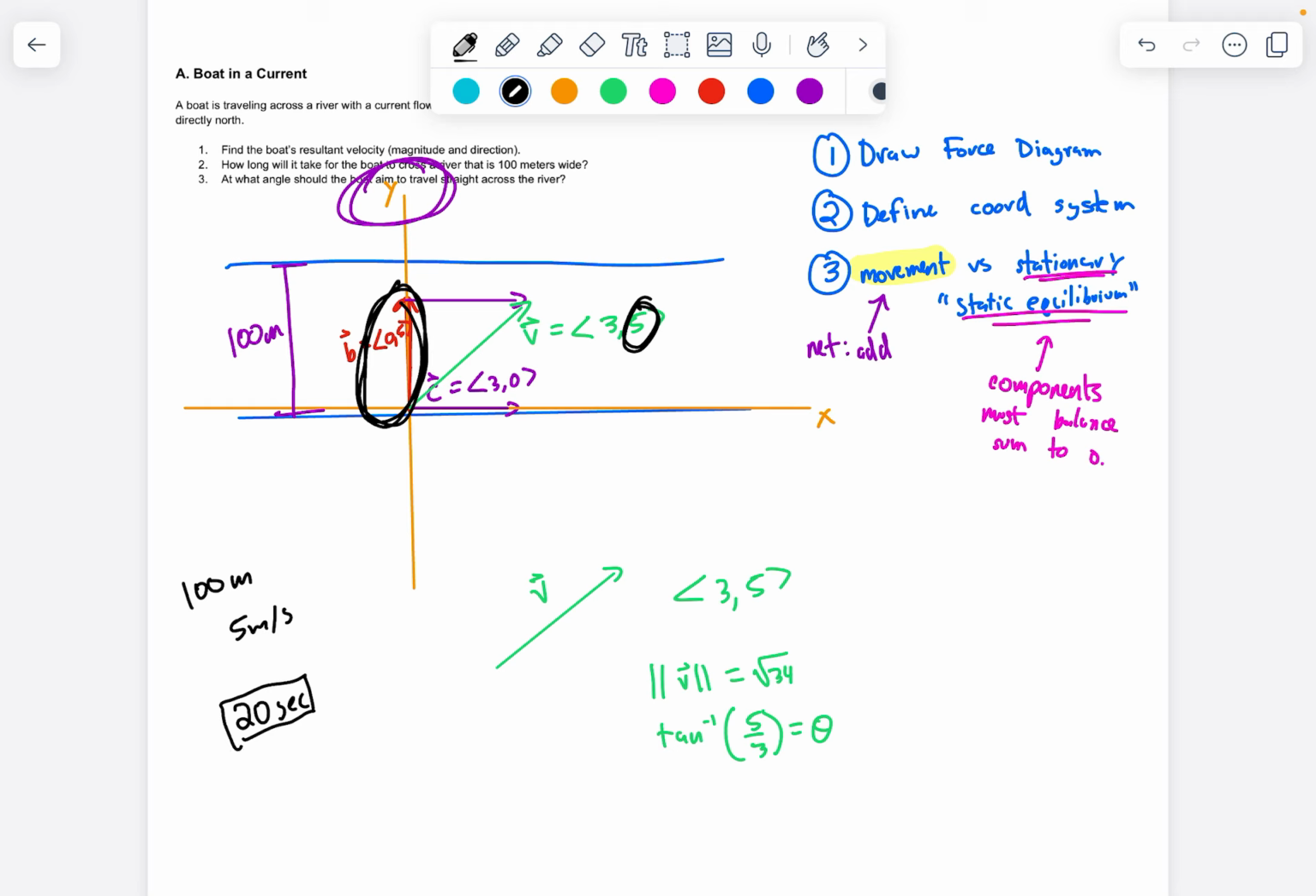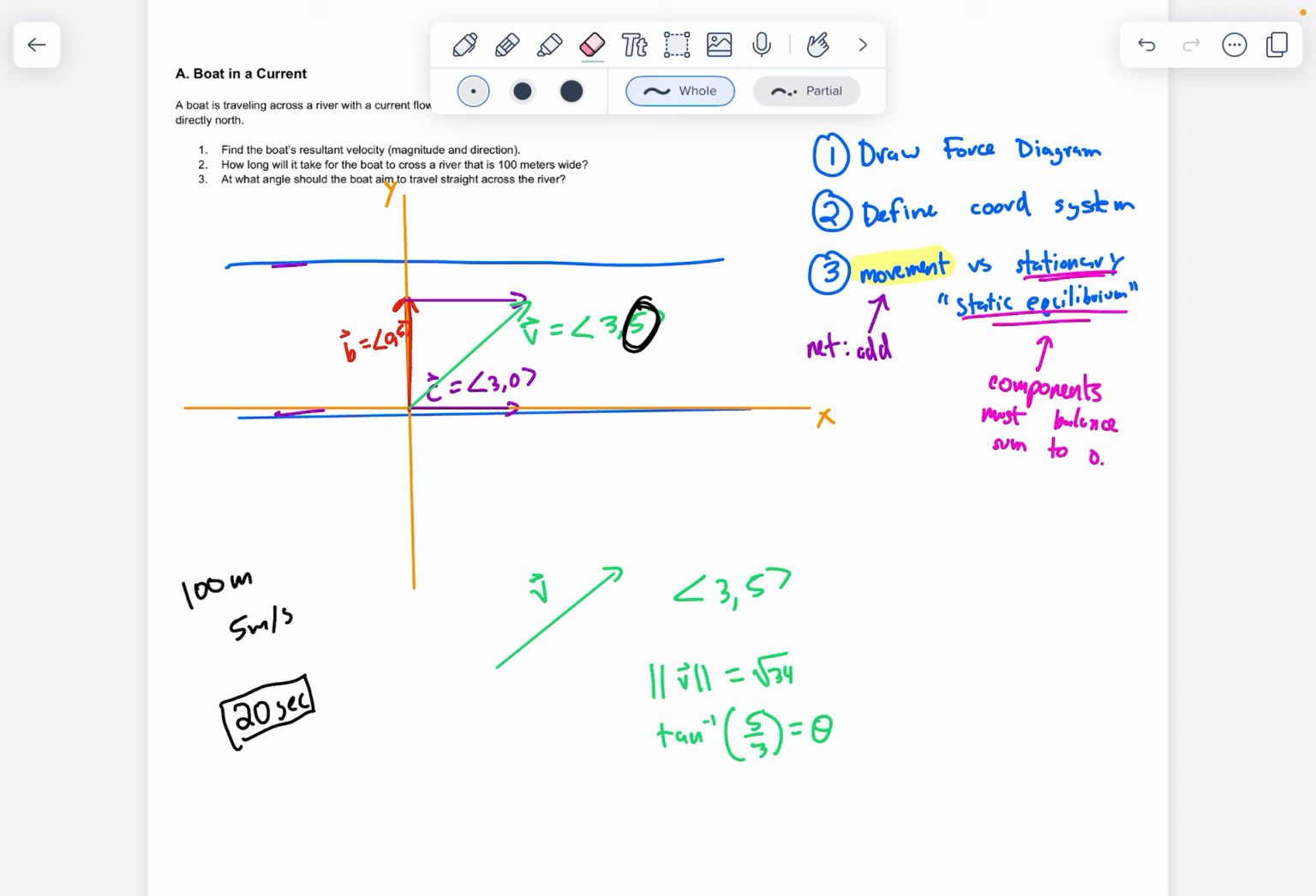At what angle should the boat aim to travel straight across the river? Now this is where we think, okay, travel straight across the river. As it stands with the current and the direction the boat's aiming, our net effect is going to go down the river like this, okay? What we want is to actually travel across the river in this path. And because the current is going this way, we actually have to aim the boat somewhere this way to offset the current and make the actual resultant path equal to this path here. We want to go straight across.